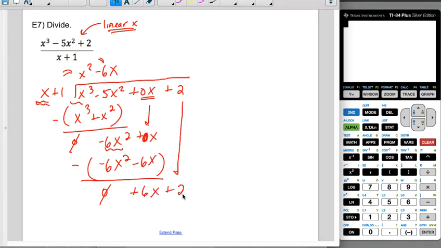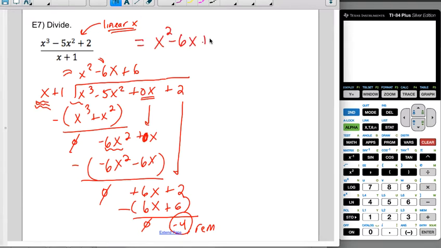Last round, what do I have to do to this x to make it look like a 6x? Well, that's a plus 6. So when I distribute the 6, I'll get 6x plus 6 and subtract straight down. The 6x minus 6x is gone. 2 minus the 6 is a negative 4, and that's my remainder because, again, it's degree 0 and the divisor is degree 1. So my answer is going to be x squared minus 6x plus 6 plus my remainder over my divisor.